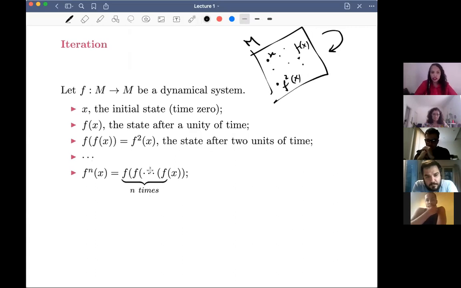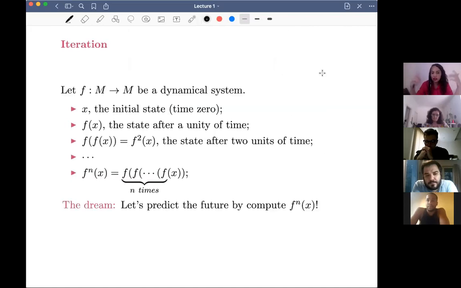If you continue doing this n times, f^n(x) is going to be the state. So you define your initial state, and if you know f^n(x), you know the state after any number of units of time. So what's our dream as dynamicists? Let's predict the future. It's enough to compute f^n(x), because f^n(x) is the future state of x.